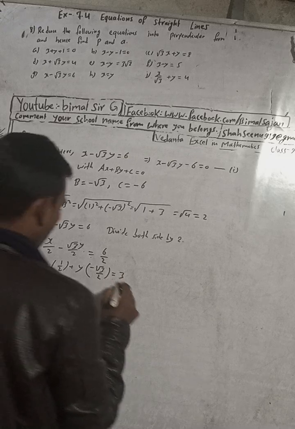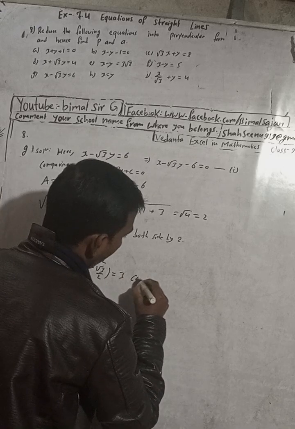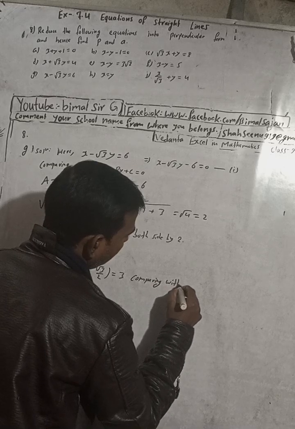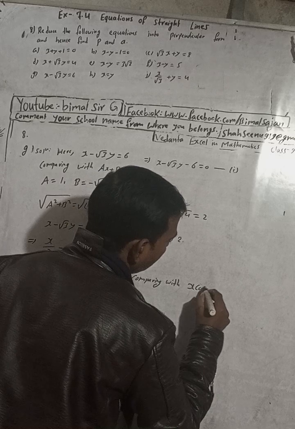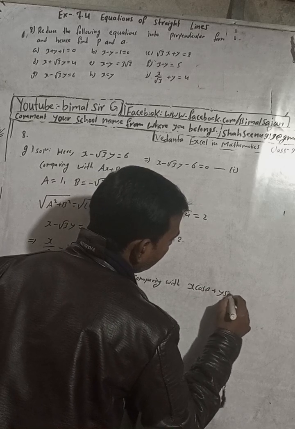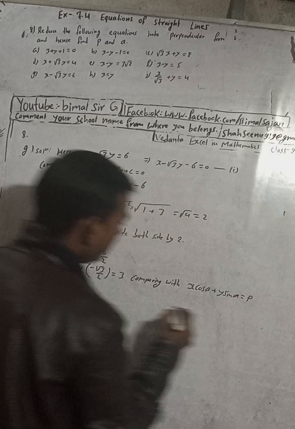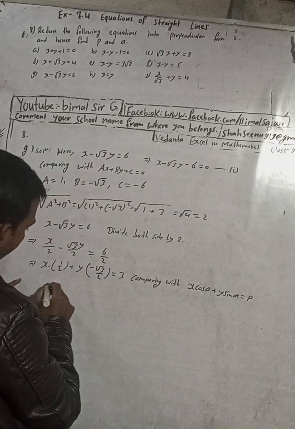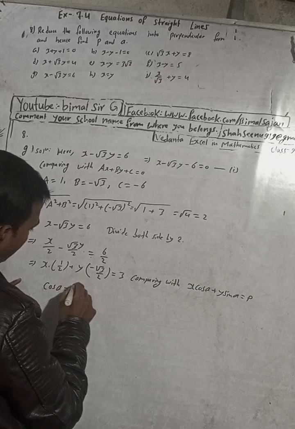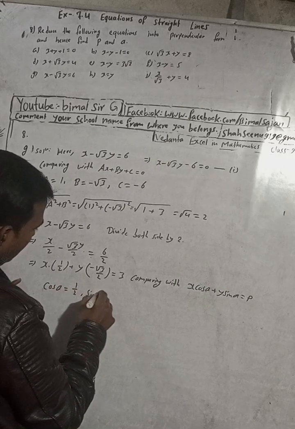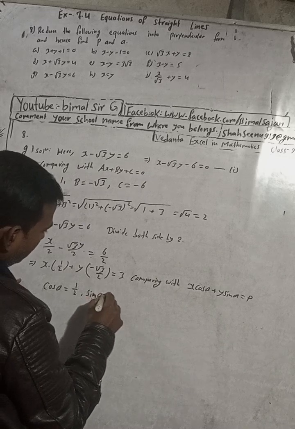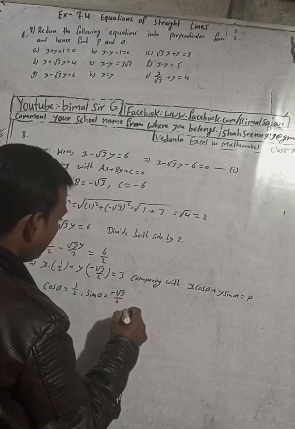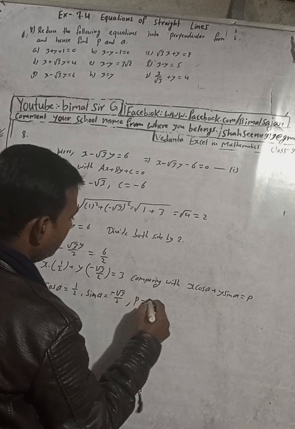Now comparing with x cos alpha plus y sin alpha is equal to p. When you compare with this, what do we get here? cos alpha value we get 1 by 2, sin alpha value we get minus root 3 by 2, and p value is here 3.